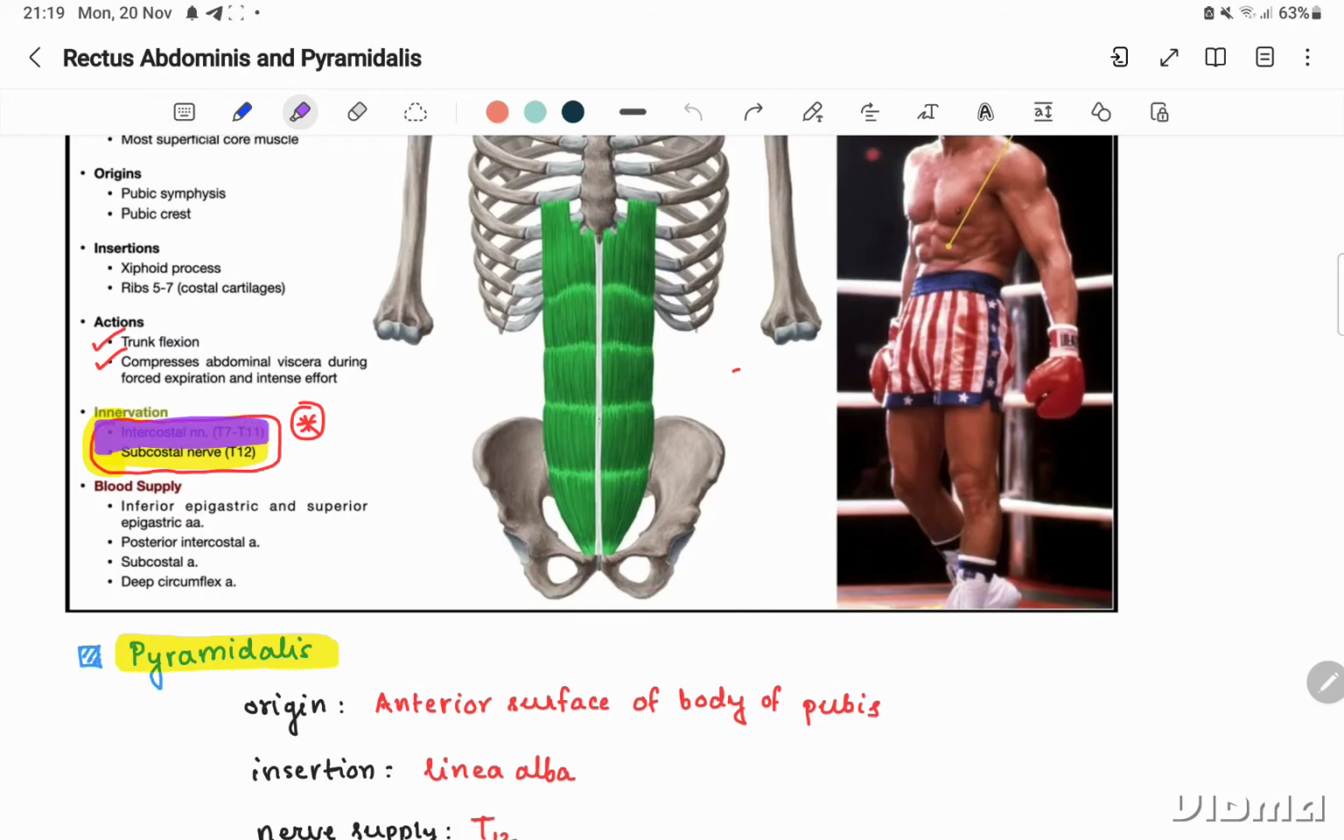What's the innervation? The intercostal nerve and the subcostal nerve. Okay, the same insertion as the external oblique, and the same innervation as the external oblique muscle.